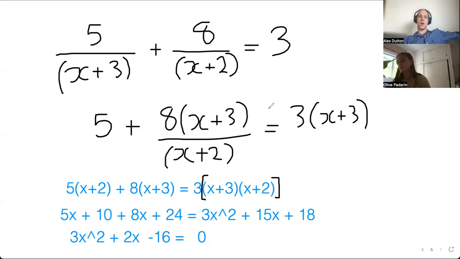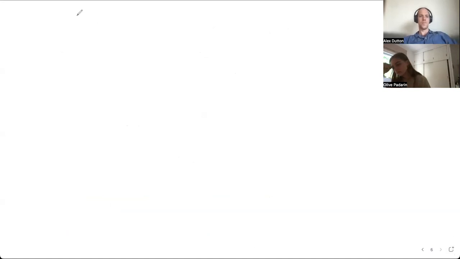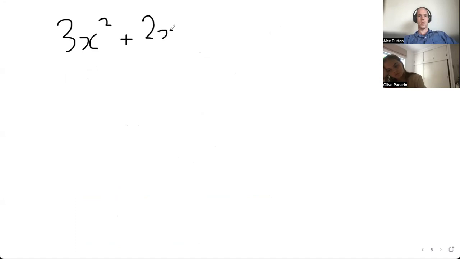It's got to be plus or minus 10. Let's have a look at this. So 3x squared plus 2x minus 16 equals 0. So let's use the quadratic formula.